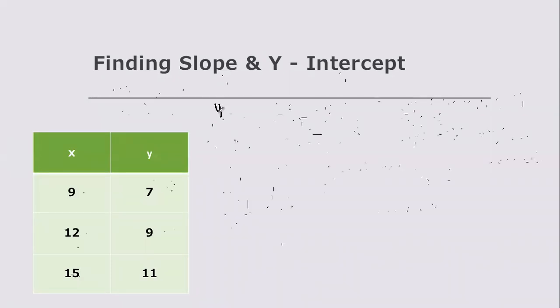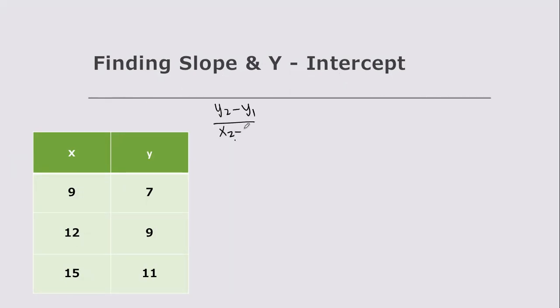So first we need to find our slope. So we're going to use our slope formula: Y2 minus Y1 over X2 minus X1.